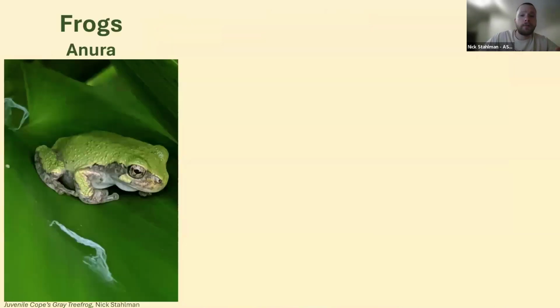So we have frogs, which are in the order, or the group, Anura. And Anura is Greek for without a tail. And this includes frogs and toads. The distinction is all toads are frogs, but not all frogs are toads. So toads are kind of like a subsample of frogs. And throughout the world, there is estimated to be about 7,000 species.